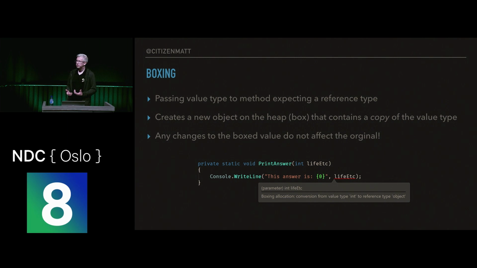And when we are boxing something, that creates a new object on the heap, which is going to be the box. It copies the value type into that object and passes that into the method. And that means you're working then with a copy of the value type, and any changes the method tries to make to that boxed value doesn't get used. So that's an interesting side effect, and we'll come back to that.